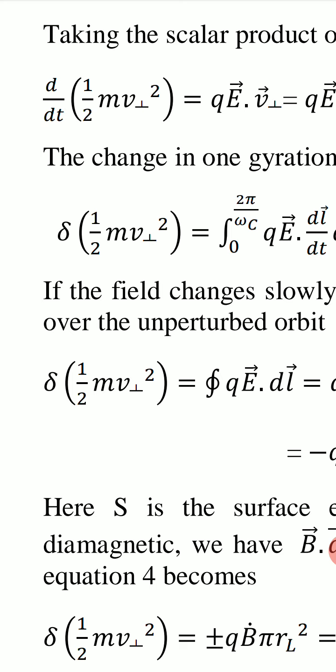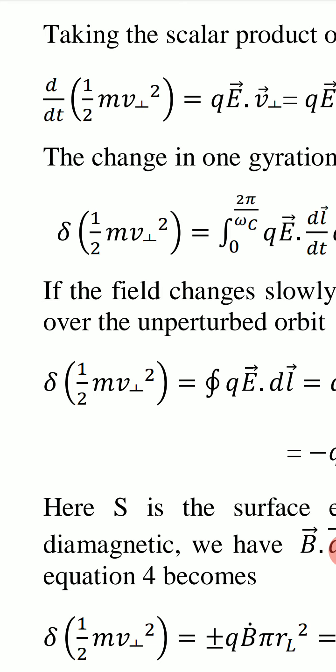A charged particle in a magnetic field moves in a circular orbit, that is known as Larmor orbit, and if the time period of that circular path is capital T, that will be equal to 2 pi upon omega c. Omega c is the cyclotron frequency for that circular path.